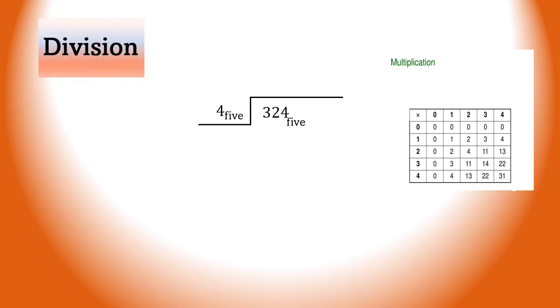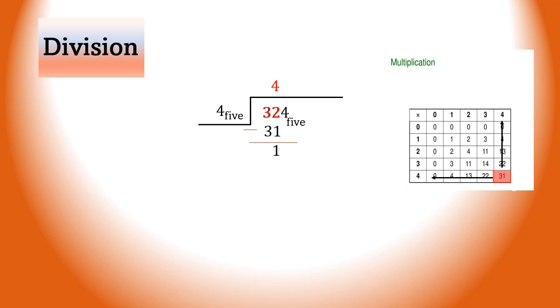Another example, we're dividing 324 in base 5. So we can't divide 3 by 4. So we're going to take 32. 32 divided by 4. So we're looking at the table, and we need to look at the row that has 4 or the column that has 4. Now we see that 31 is the closest number to 32. So 31 divided by 4, that's 4. So 4 times 4, that's 31.